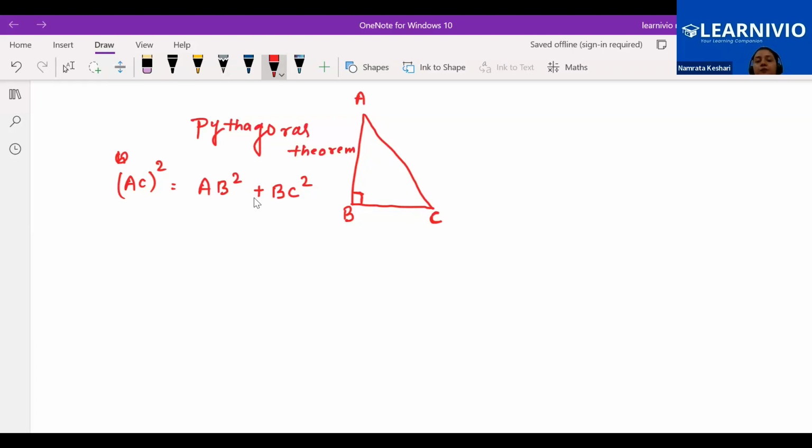Now, let's divide both sides by AC square. Could you repeat that? Why are we doing so? Because when we have an equation, we can do whatever we want. We just have to be careful that if we are adding a number on the right side, we have to add the same number on the left side. Why? So that the equality sign will be valid.